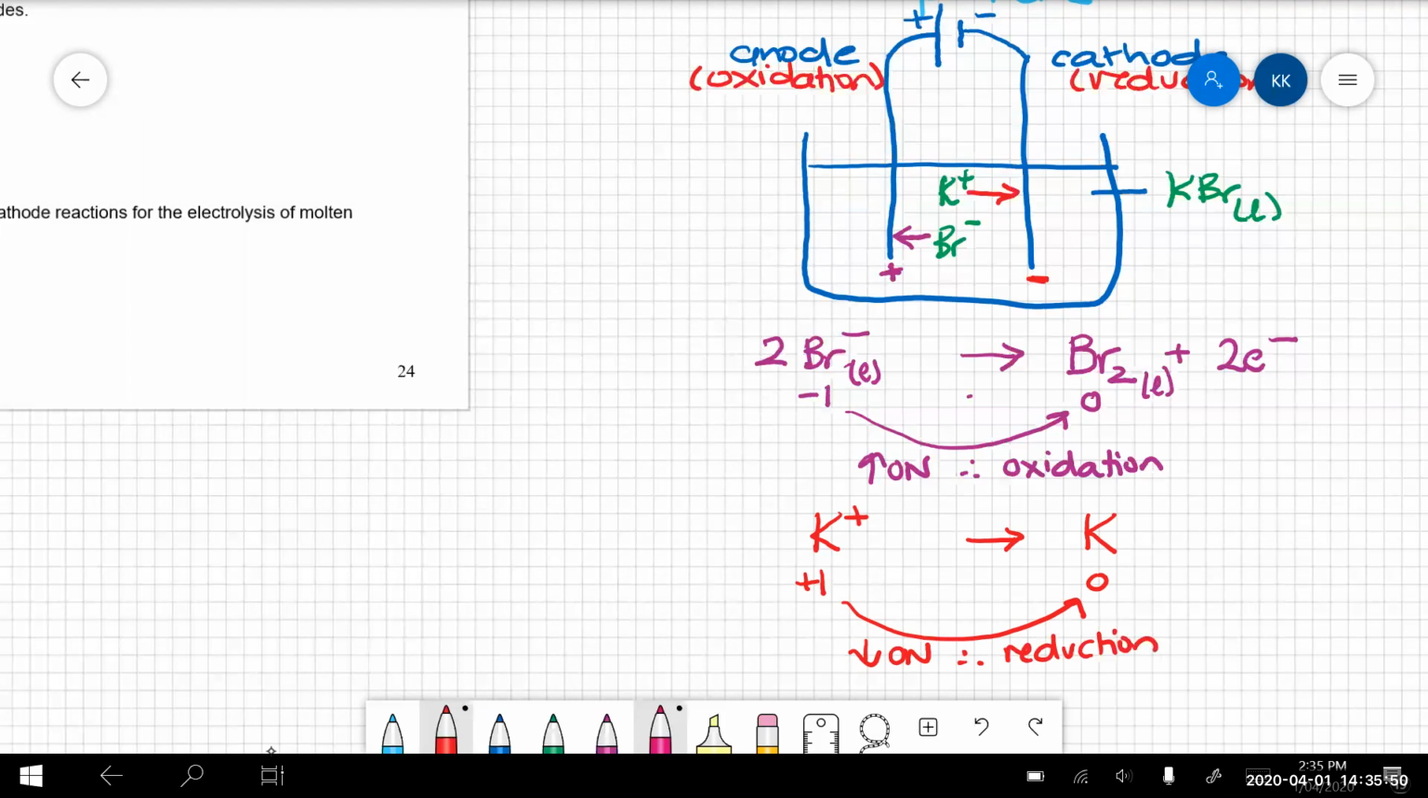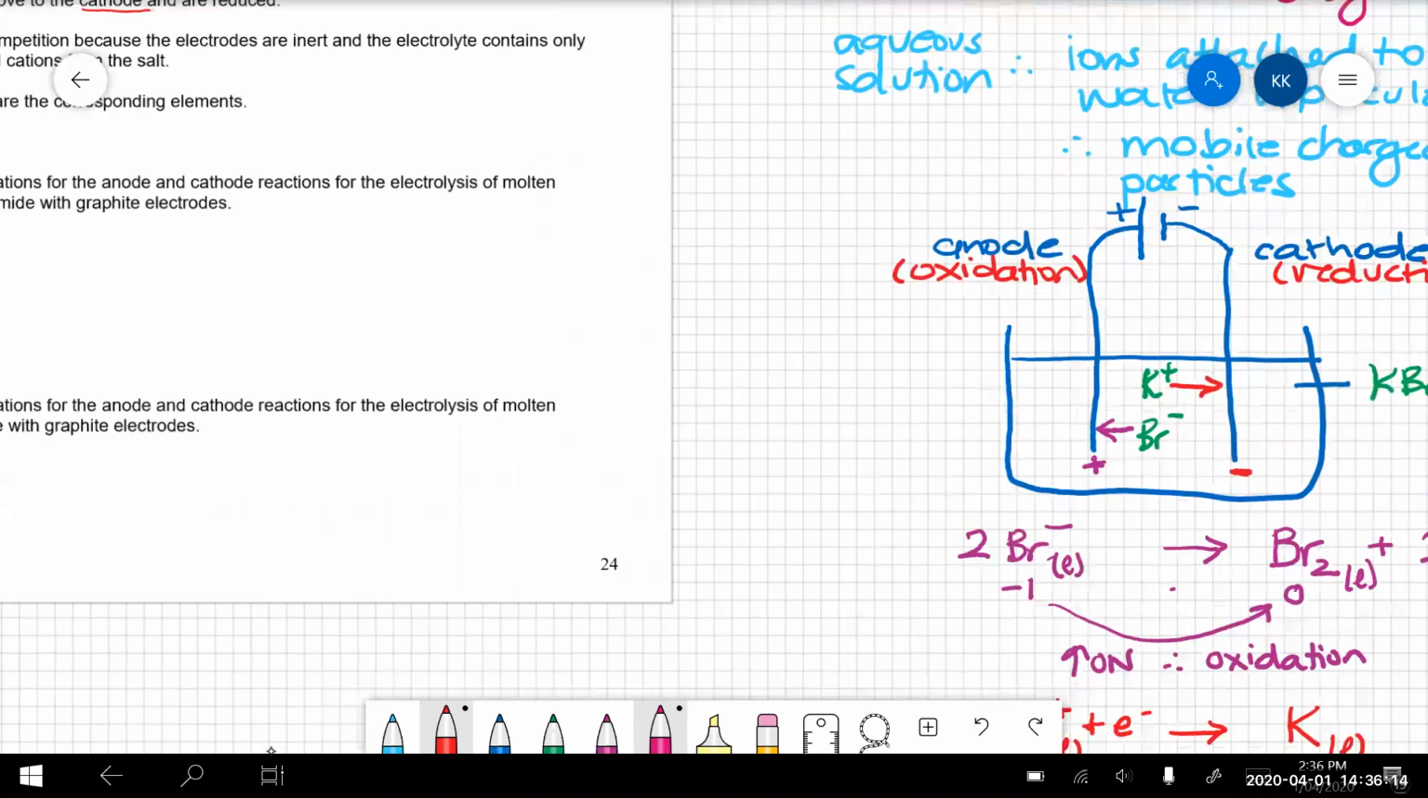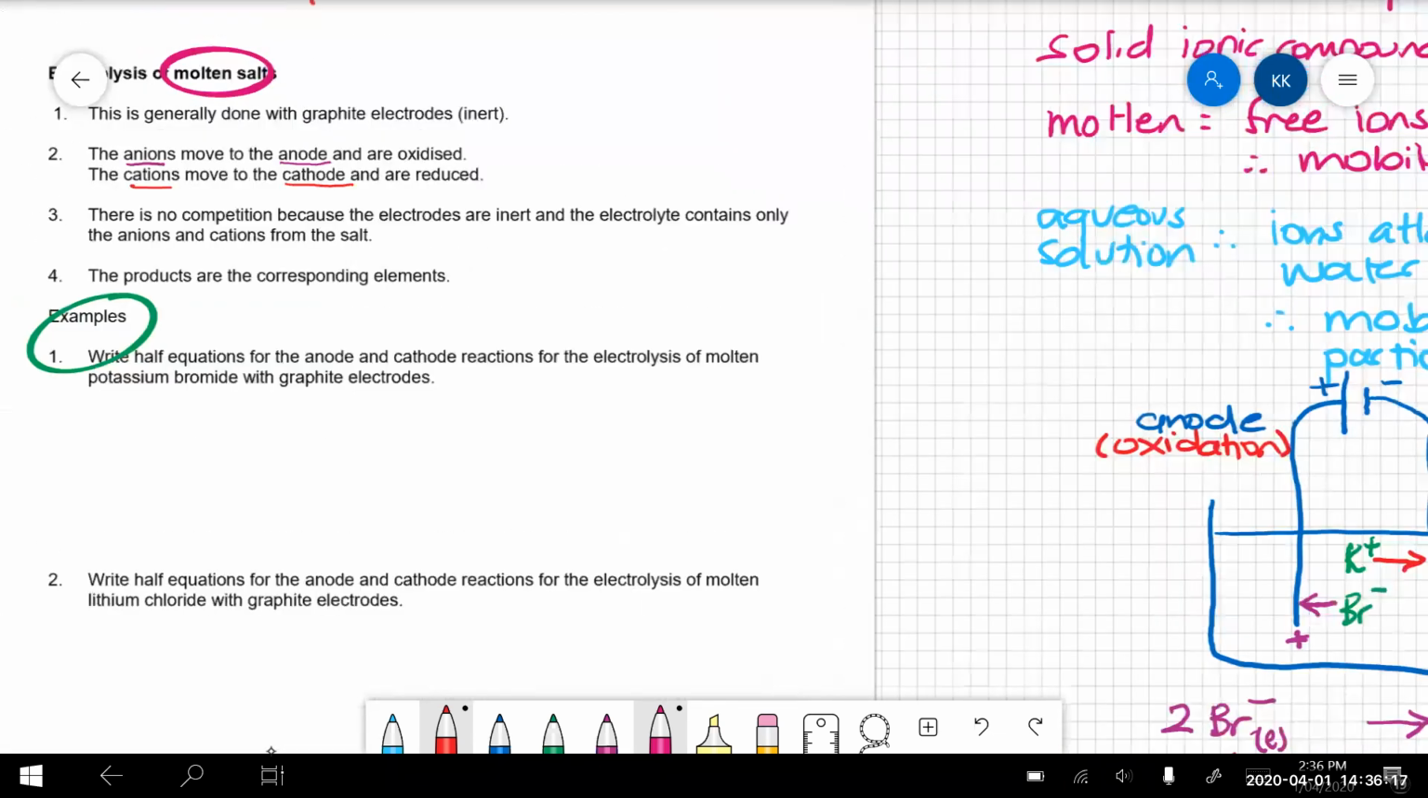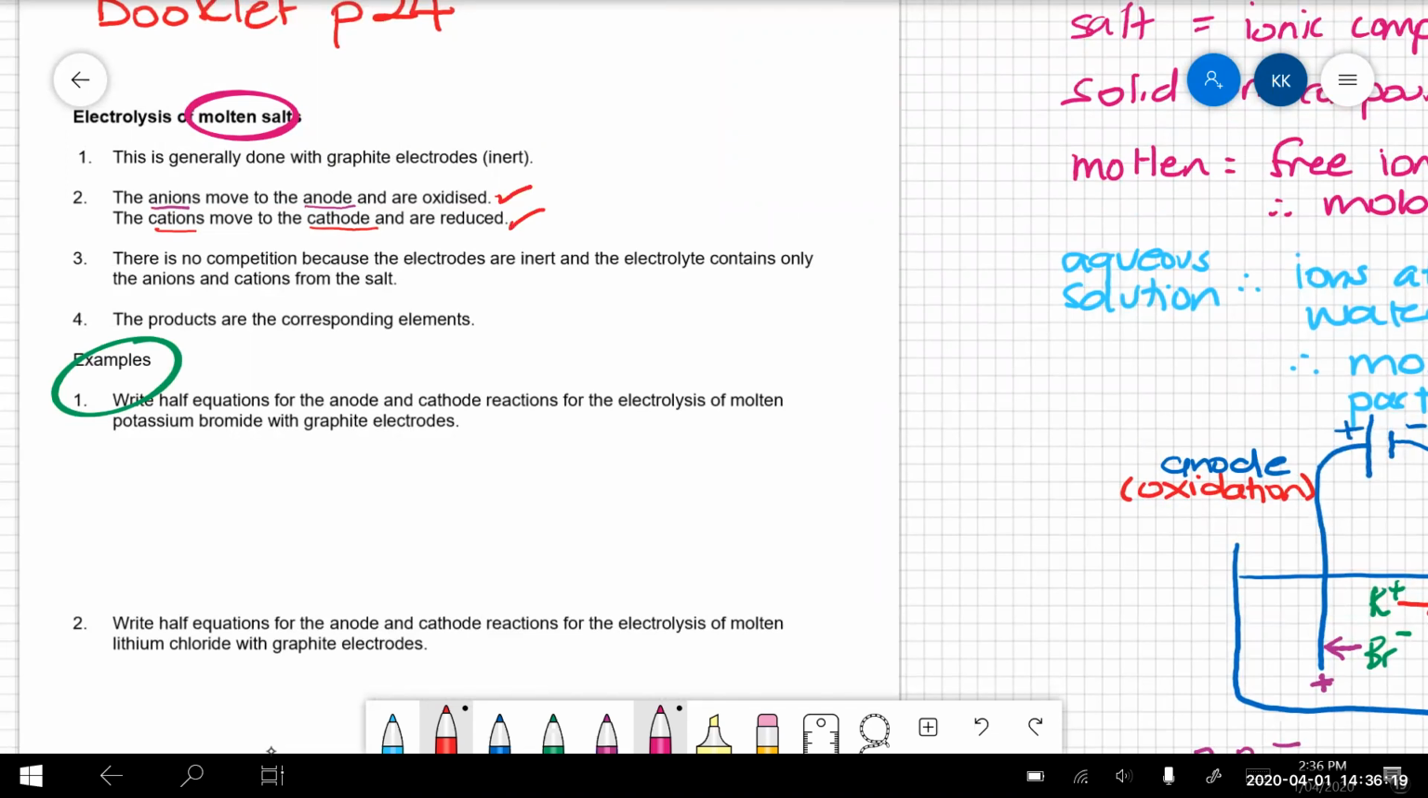And we need to balance the half equation and put some states in. This is a liquid. Potassium would definitely be a liquid at that temperature. The only thing that you need to worry about with electrolysis of molten salts is that the anions go to the anode and they get oxidized. So anions to the anode and oxidized, and cations to the cathode and get reduced. The products are always the corresponding elements, so you just go from ion to element. They're some of the easiest half equations you're ever going to write. All right, we're going to try the next example.